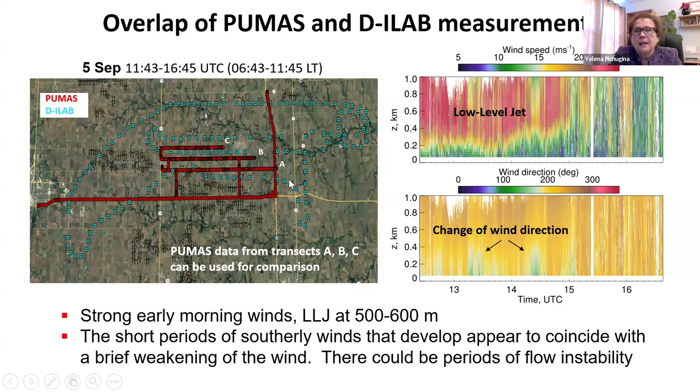Overall, for this day, time height cross sections of wind speed and wind direction are shown here. And you can see that winds were relatively strong, about 25 meters per second in the morning, and then they decreased. We observed wind directions were mostly southeasterly, but we observed some periods of southerly winds, and those changes coincide with the decrease of wind speed. We decided to take a detailed look at this particular case, thinking maybe it's wind flow instability.